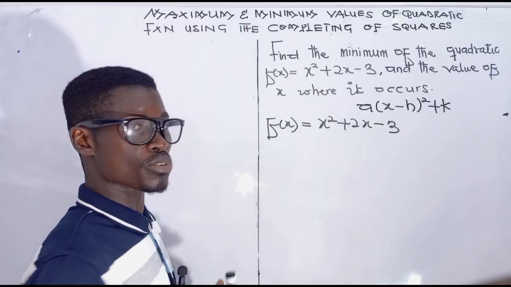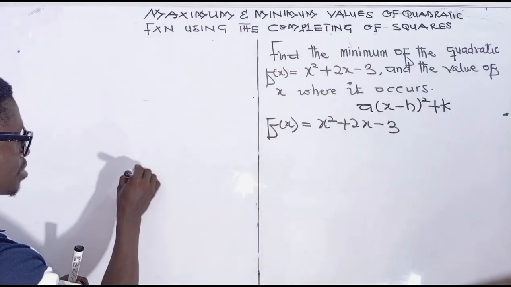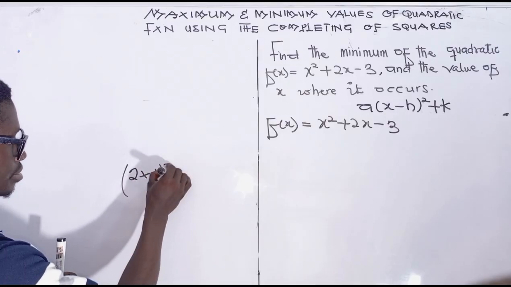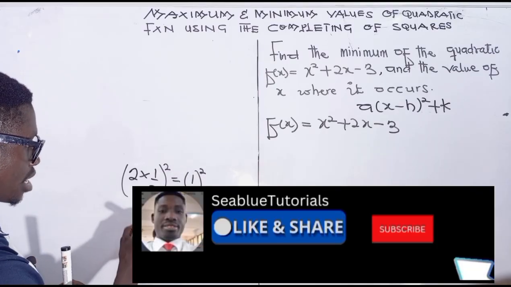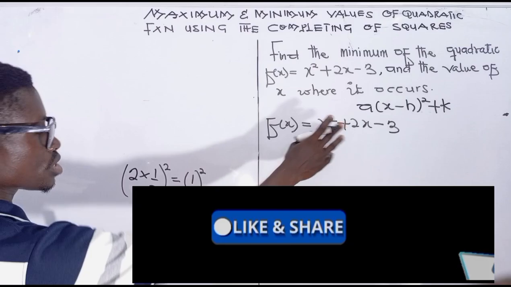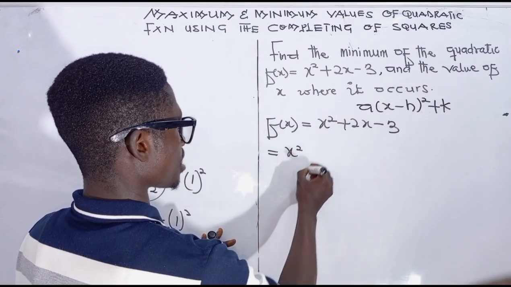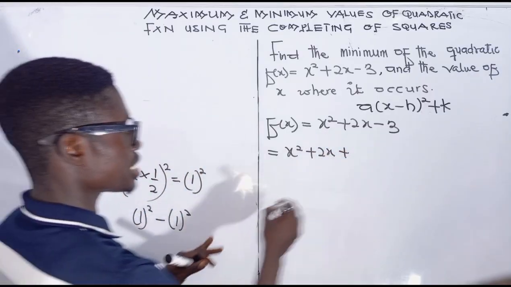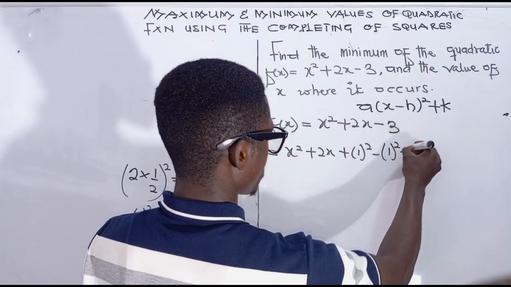Then we move on to the coefficient of x, which is 2. We are going to multiply the coefficient of x by half, and then we square it. This is going to give us 1 all squared. So we are going to add and then subtract 1 to the expression. So we are going to have x squared plus 2x plus 1 squared minus 1 squared minus 3.